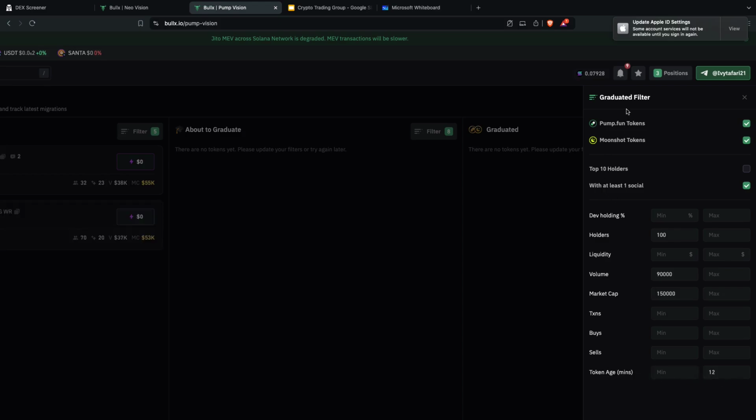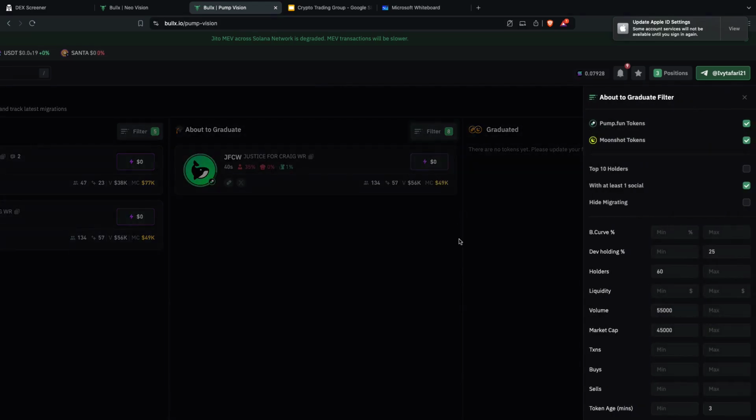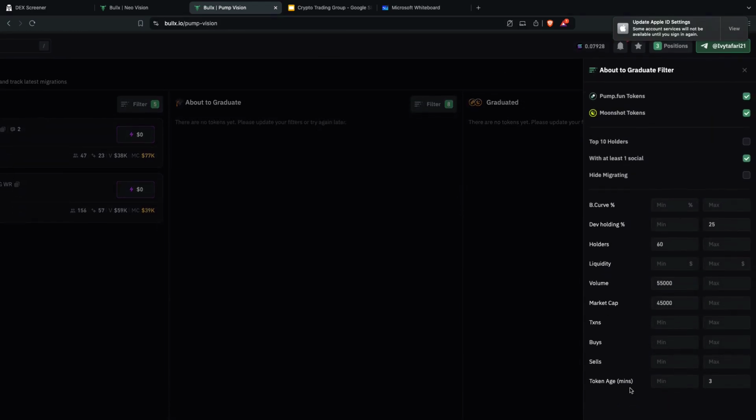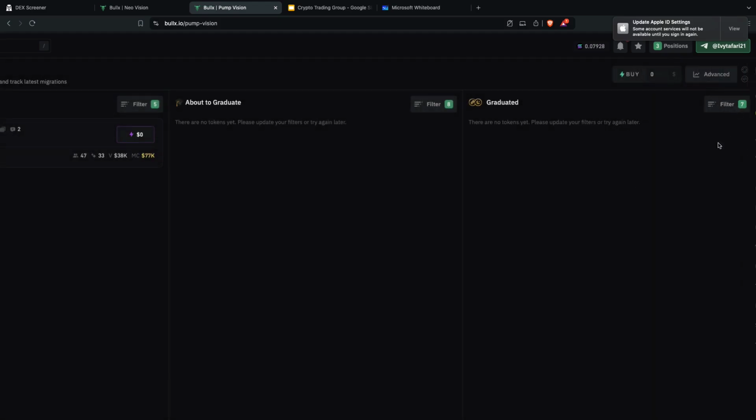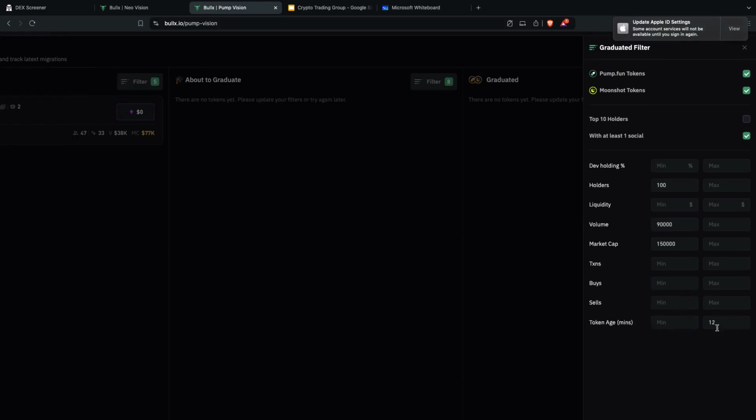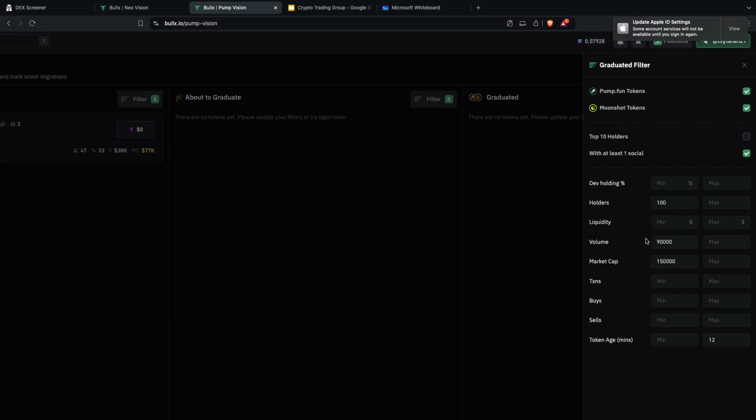When it comes to the graduated filter, my token age is 12 minutes. For the about-to-graduate filter, I have a threshold of a maximum of about 3 minutes with regards to the token age. So, graduated filter, the token age is around 12 minutes. I'm not really caring much about the bots, the snipers, and all that good stuff, because that's going to be dealt with a little bit later.